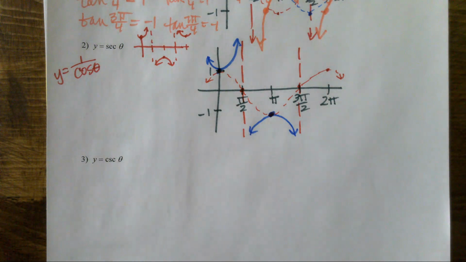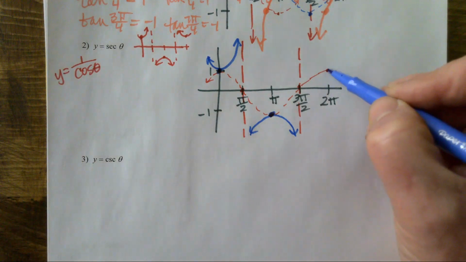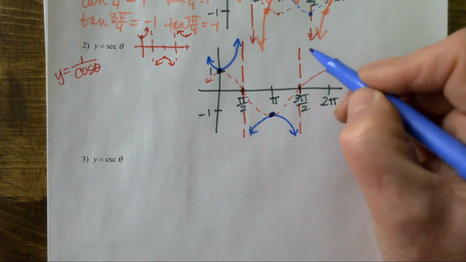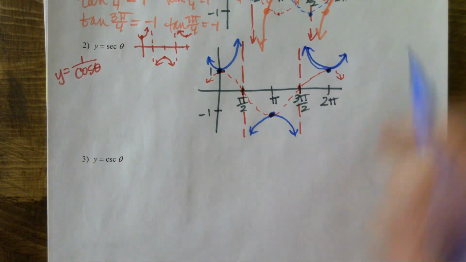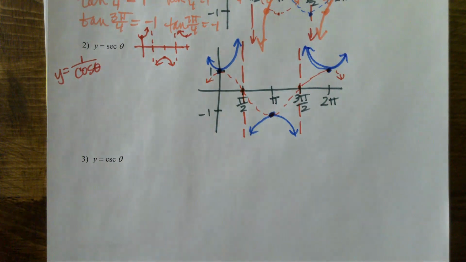And then they share another point over here at 2 pi. That's also when the cosine is 1, and that's when my secant flips upward again. Do you kind of get what's going on? Good-ish? All right.